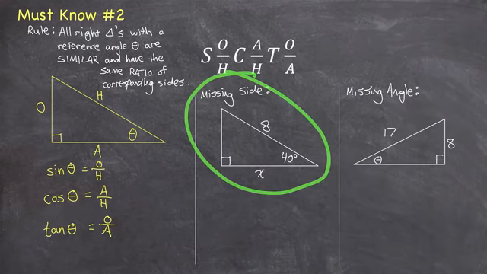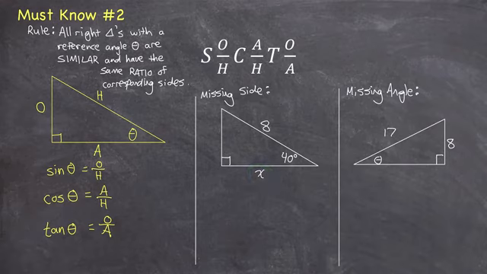Let's look at this first example where we're going to solve for a missing side, x. I notice it's a right triangle with a reference angle of 40.